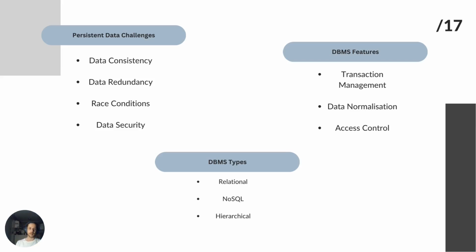So relational databases tend to take the structure of tables with rows and columns, and they enforce a strict schema with defined relationships. Some examples of relational databases are MySQL and PostgreSQL.